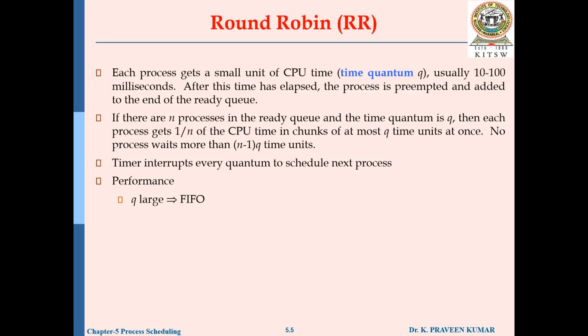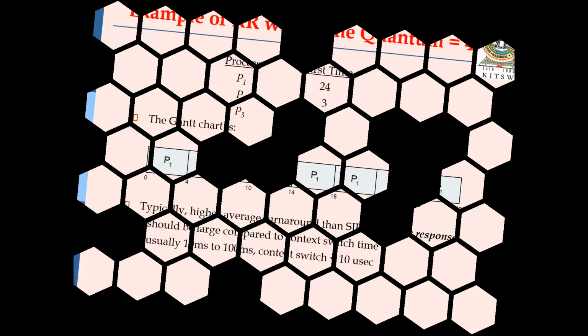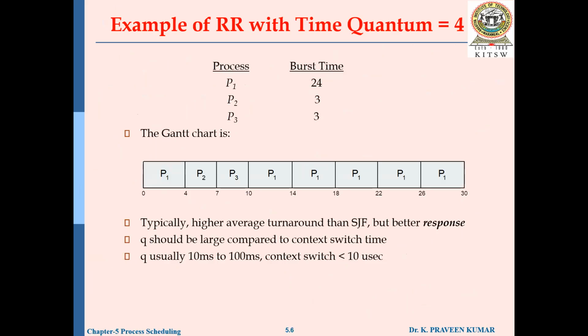So you know what preempting and context switching are. Context switching is used to save the state of the preempted process. The timer interrupts every quantum to schedule the next process. Let us check this round robin scheduling algorithm with an example, and the quantum time here is 4.